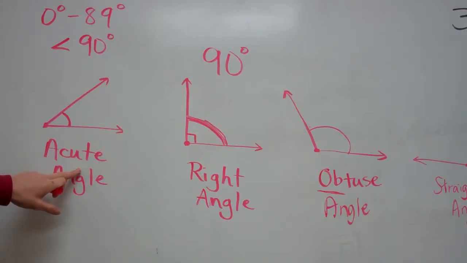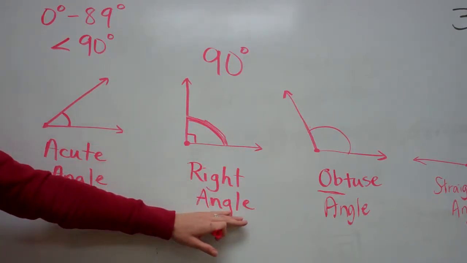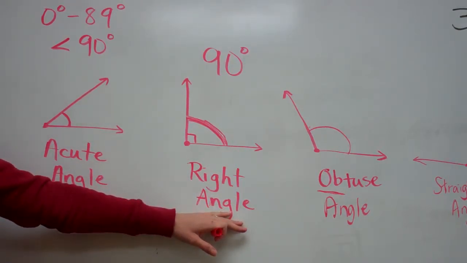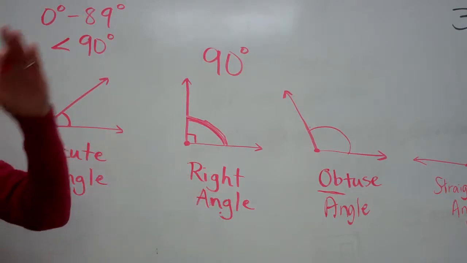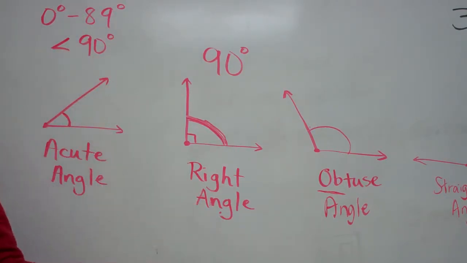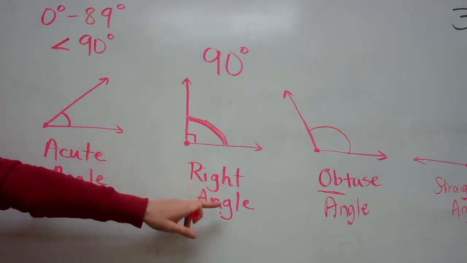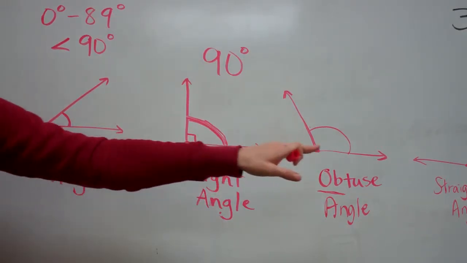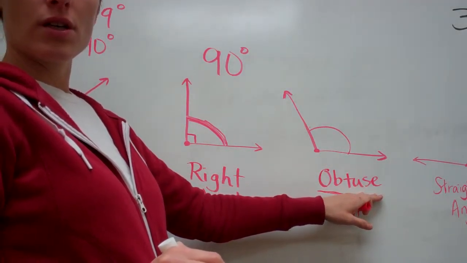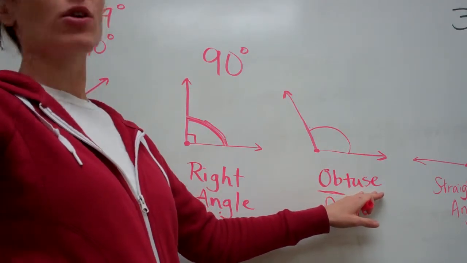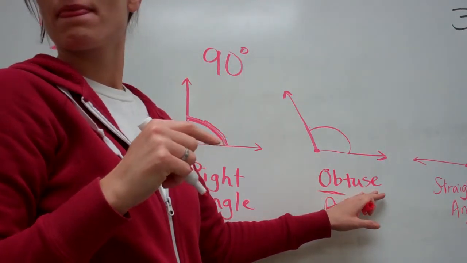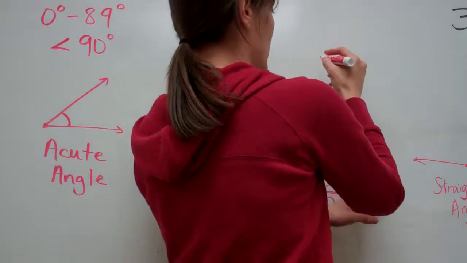Or you could put little teeth on it and make it a baby crocodile. This one is how much? 90. This one is 90. That's it. It's not 91. It's not 89. It's exactly 90. That's the only thing a right angle can be. The obtuse, what do y'all think that one is, based on what I shared? More than 90 degrees.